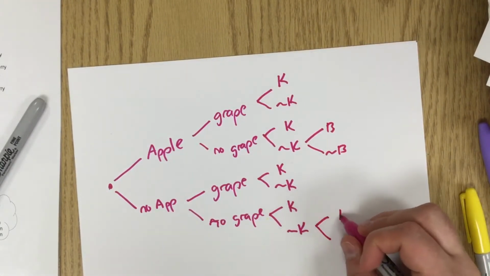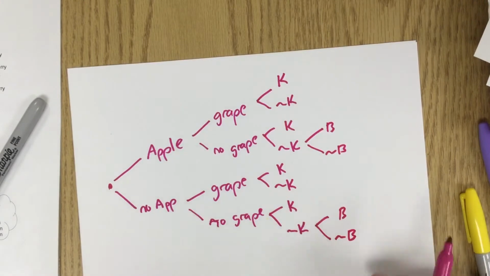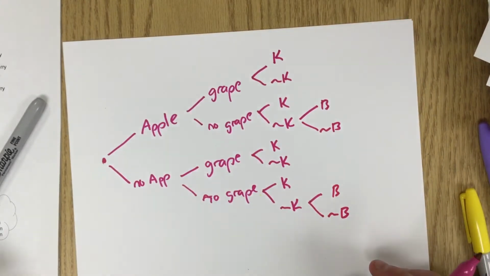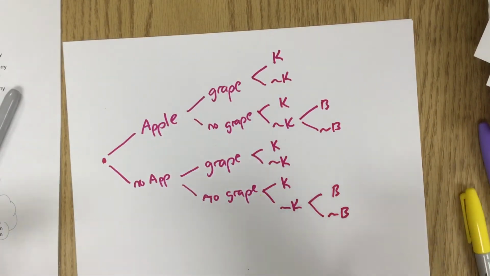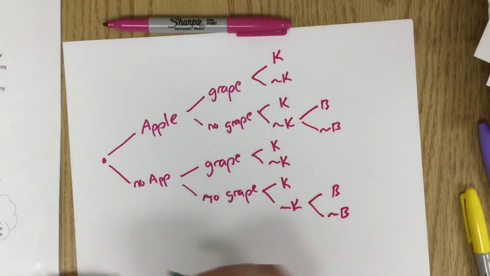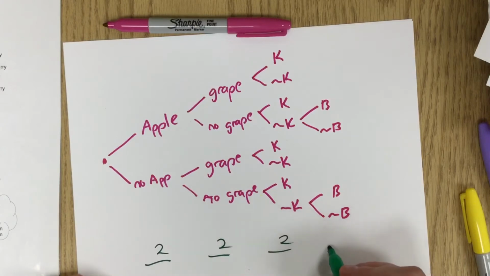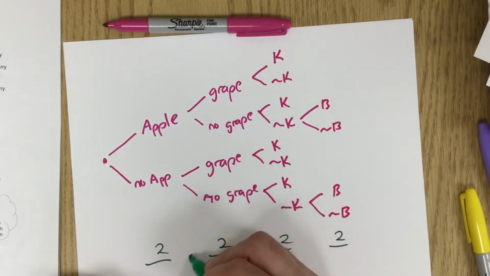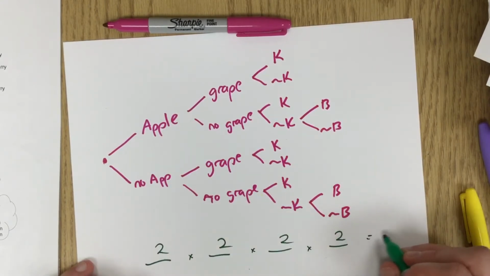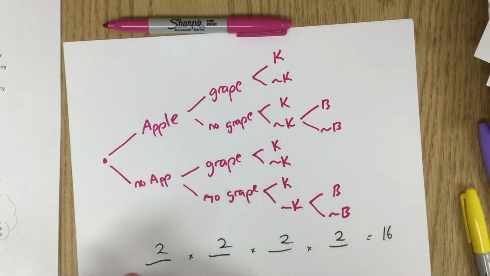I'm going to write this one also for reasons. So we could have a banana or not have a banana. And so we want to figure out how many different lunches we could pack. It's a tree diagram. And we have 2 options, 2 options, 2 options, and 2 options, and these are going to be multiplied, for a total of 16.